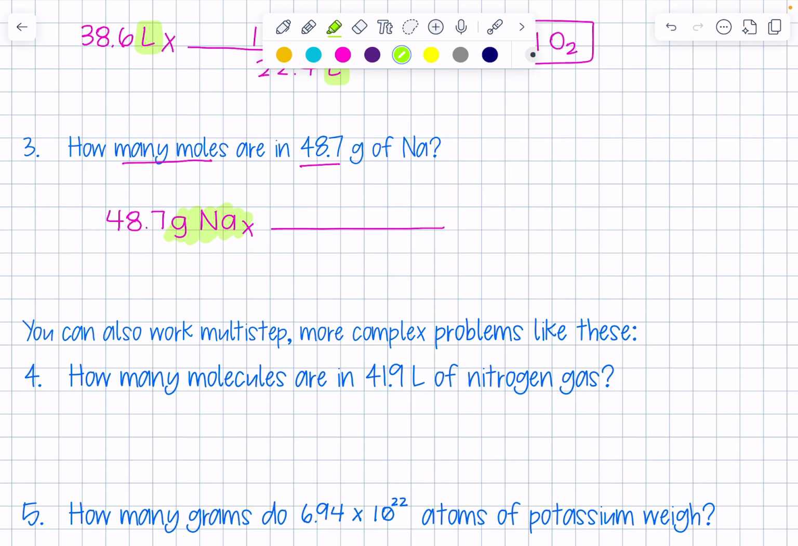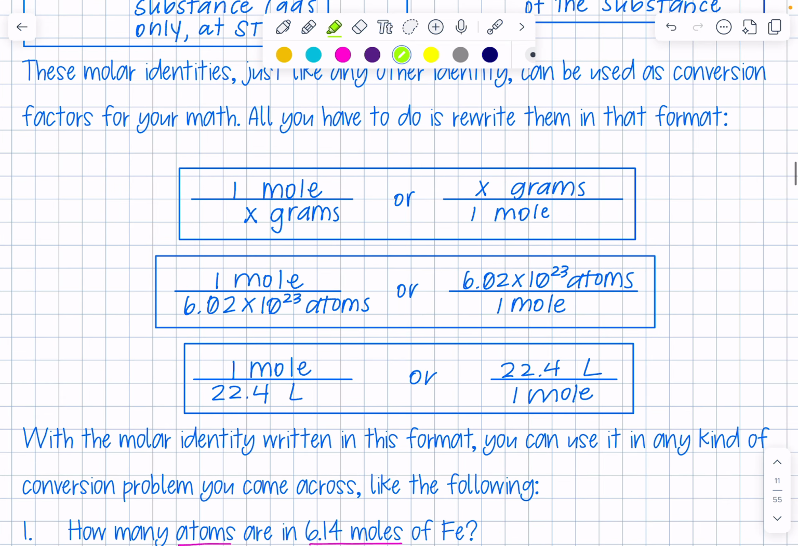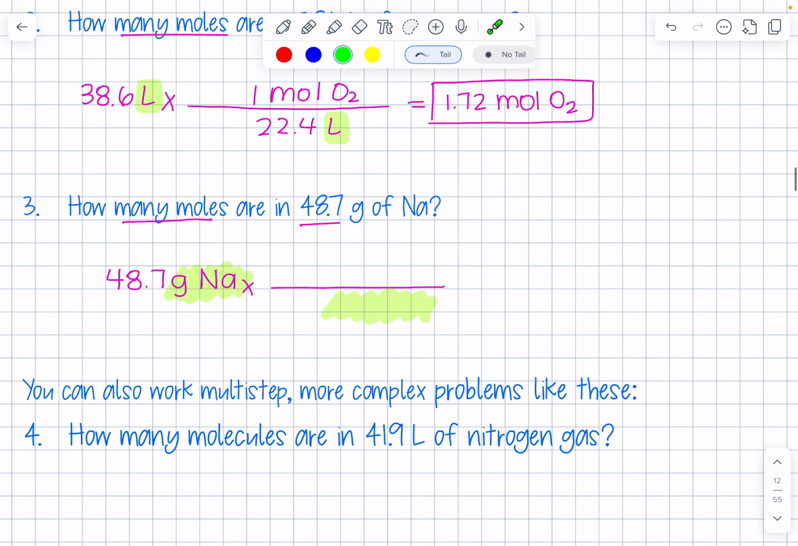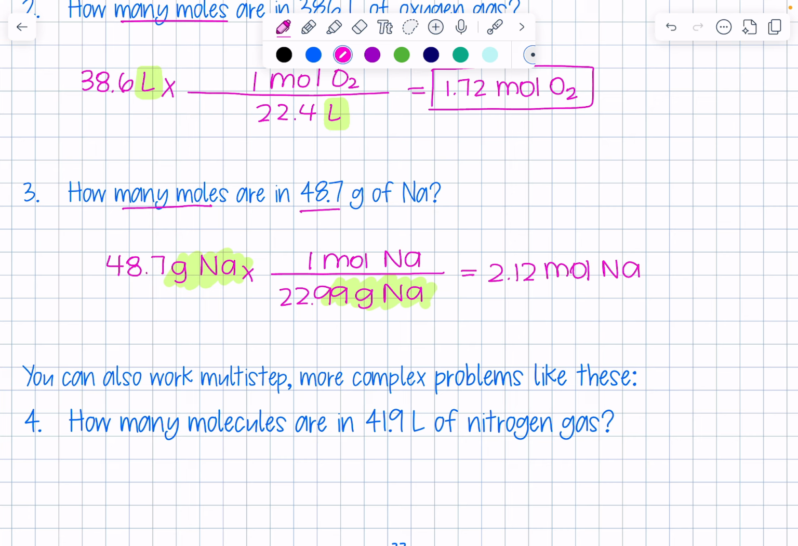Again, we have grams of sodium on top, so grams of sodium is going to have to be on the bottom. And grams is going to have to be on the bottom, so I'm going to grab that conversion factor right there. All right, so 1 mole of sodium, according to the periodic table, is 22.99 grams of sodium. Plug it in, and I get 2.12 moles of sodium.